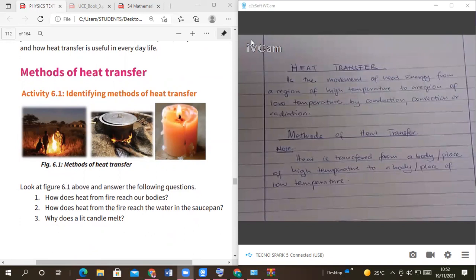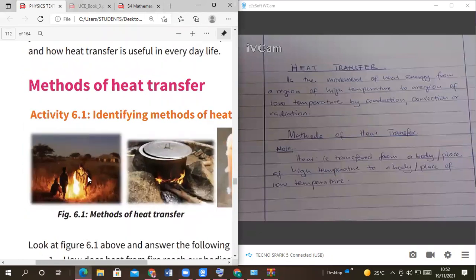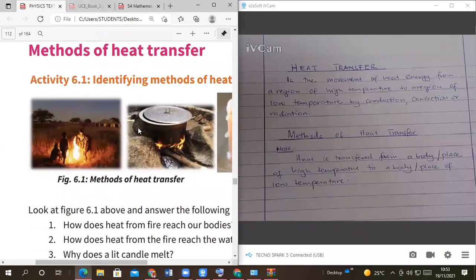You put up your hand if you want to speak. Yes, Bridget. Two children are standing near fire. Children are standing near what? Near fire. Let me zoom in if you can't see that. So that is picture 1. Children are standing near fire there. How do you think heat is transferred from the fire to their bodies?